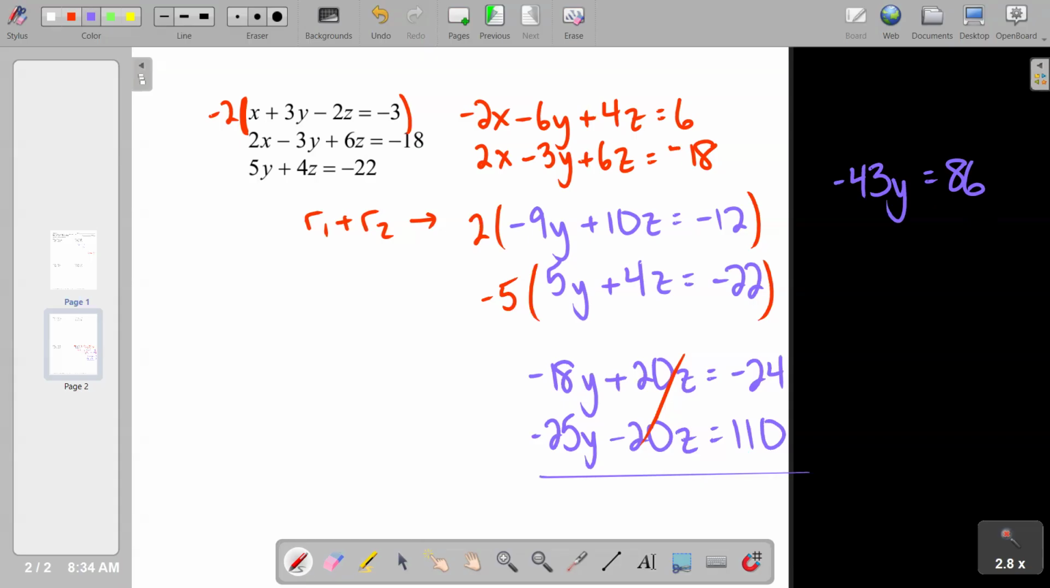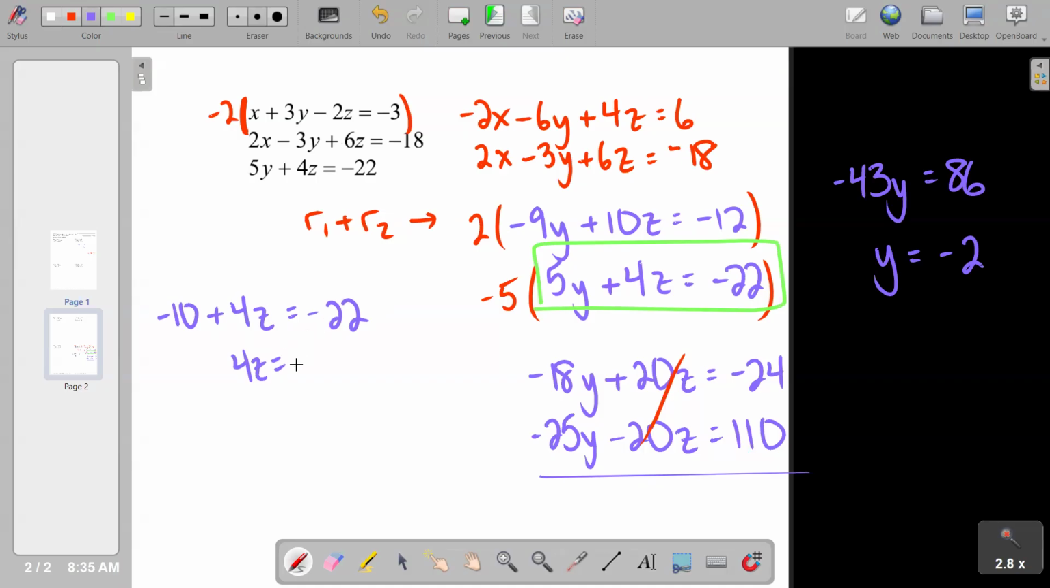So once we get to here, we now know that y equals -2. And then we can plug it back into one of the previous equations. Like I would imagine that you'd probably choose this one. I'm just guessing. So it would become 5 times -2 plus 4z equals -22. Still good? So then you're going to get 4z equals -12, and then you're going to get z equals -3.